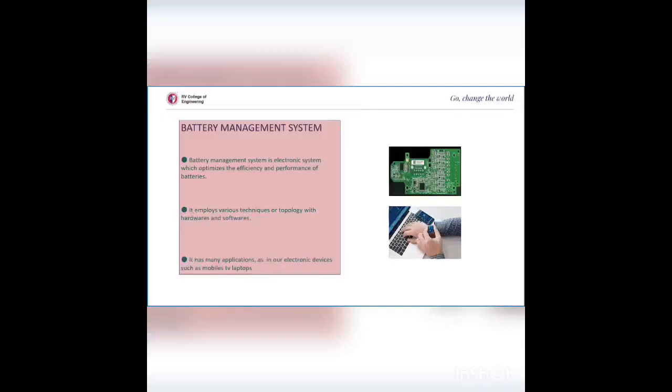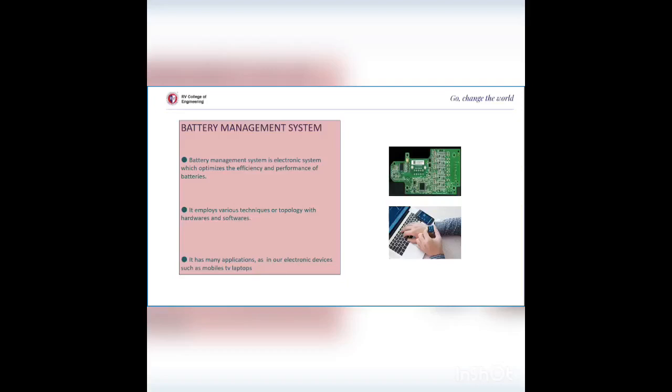Now we are going to discuss the section on battery management systems. A battery management system is an electronic system which optimizes the efficiency and performance of batteries. It is basically a combination of software and hardware which, taking into account various factors, creates a scenario such that the performance of a battery is maximized and it can work for a longer period of time.